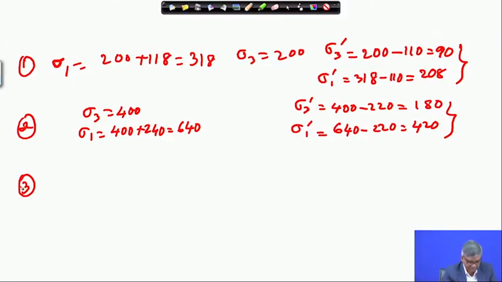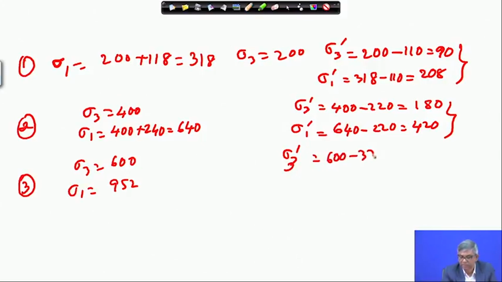For the third test you can see sigma 3 is 600, then sigma 1 will be equal to 952 because you have to add the principal stress difference. Then sigma 3 dash will be equal to 600 minus 320, that is 280, and sigma 1 dash will be 952 minus 320, that is equal to 632.